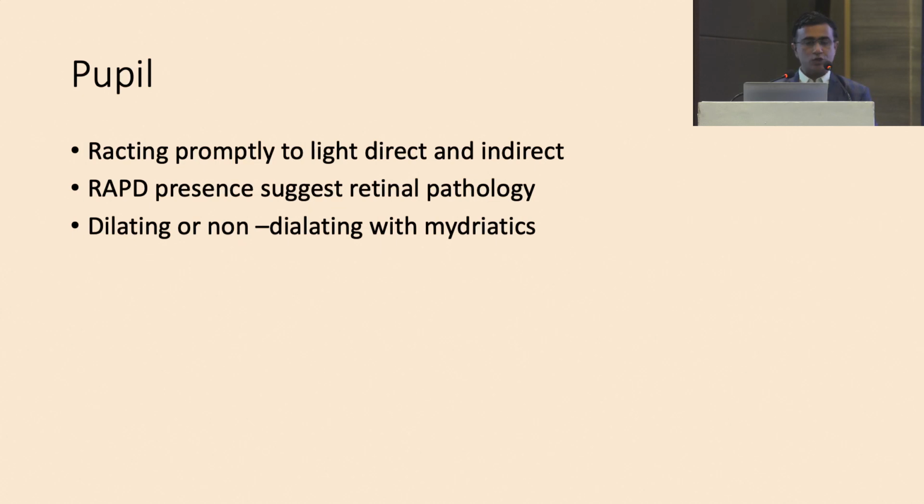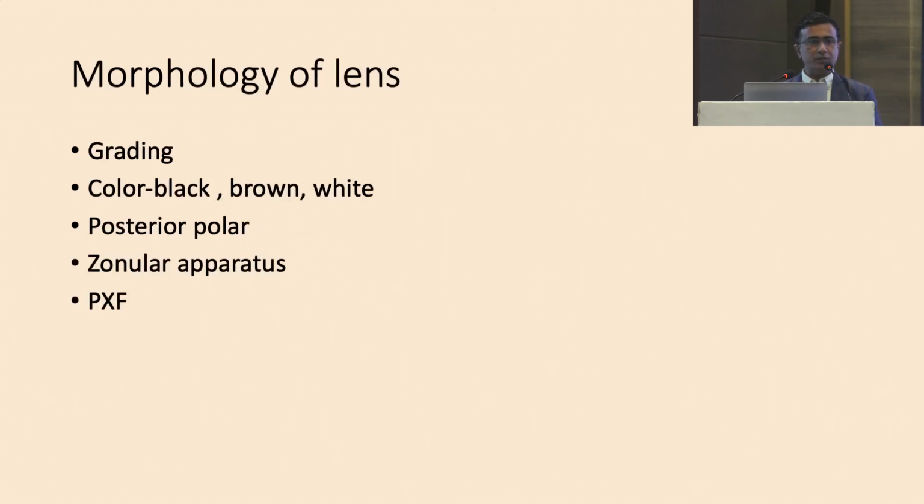Particularly in a shallow chamber, you may have to use a high molecular weight, protective endothelial viscoelastic. Now the reaction of the pupil: if the patient has got RAPD, that suggests some retinal pathology. Whether the pupil is dilating or not should also be considered, because you may have to use iris hooks or iris expanders during surgery. Morphology of the lens should be taken into consideration. If it is a brown black cataract, and you think you may not be able to do it by phacoemulsification, you can consider removing it by small incision cataract surgery.